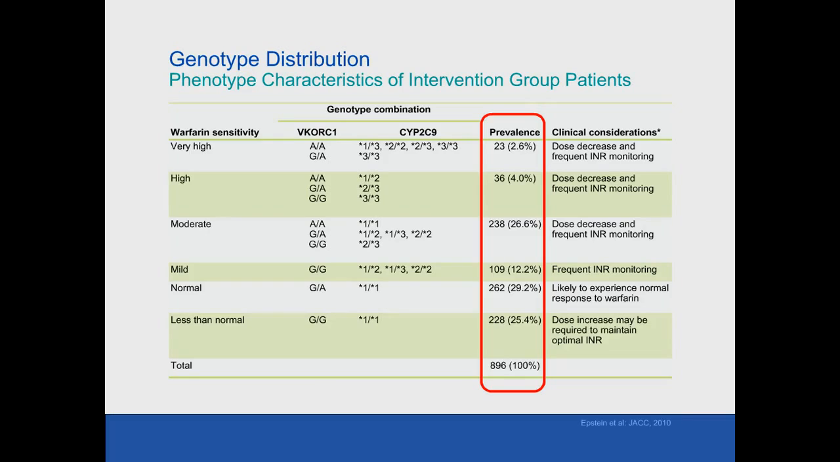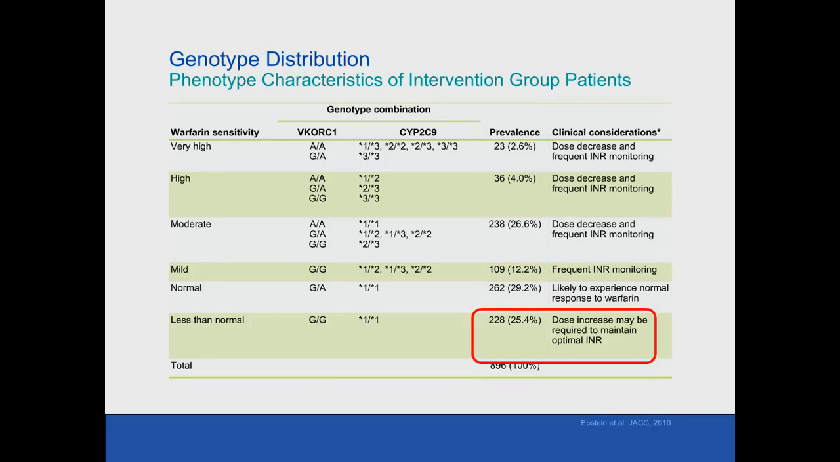Those with moderate sensitivity, star 1, star 1, and so forth, 25% of the population. Those with what we defined as mid warfarin sensitivity, they were all of the VKORC1 GG type with CYP2C9 star 1 over star 2, 12%. The normal genotype, which is GA and star 1, star 1, 29% of the population. And actually less than normal warfarin sensitivity, GG star 1, star 1 genotype, 25% of the population.